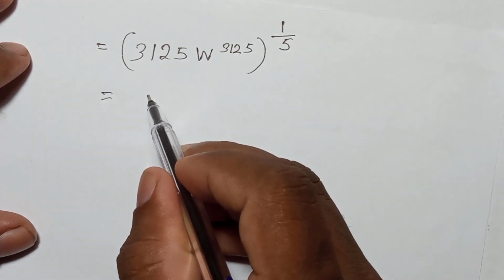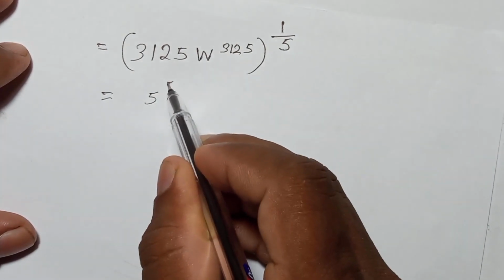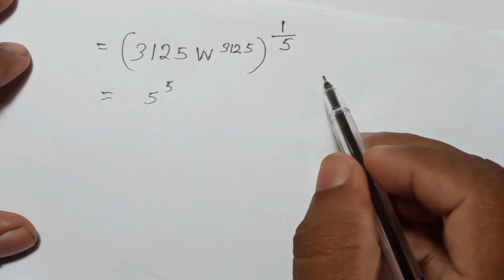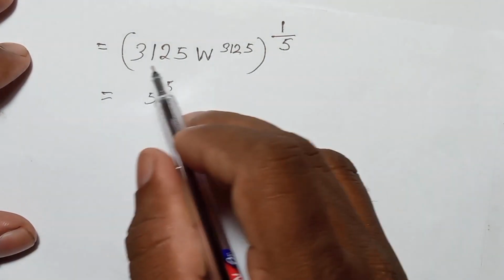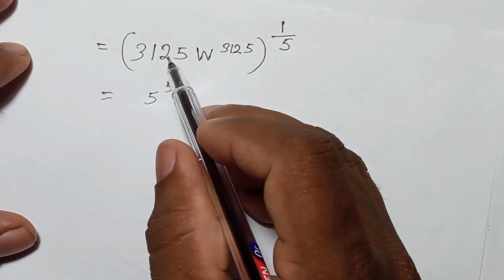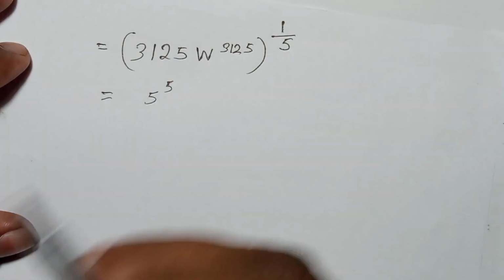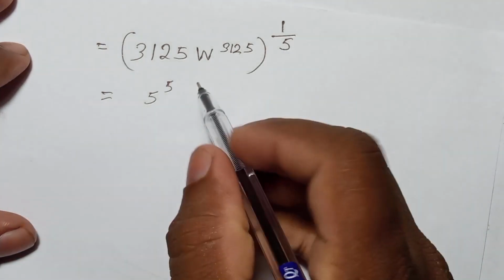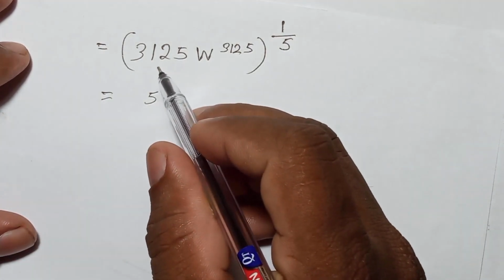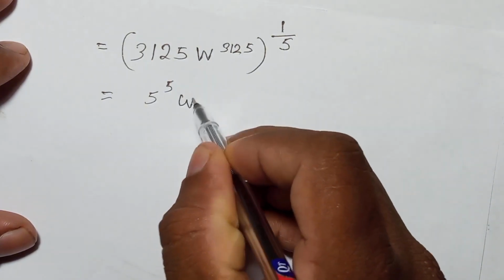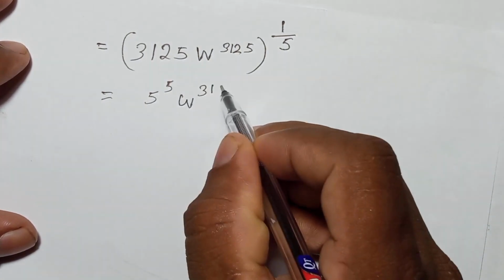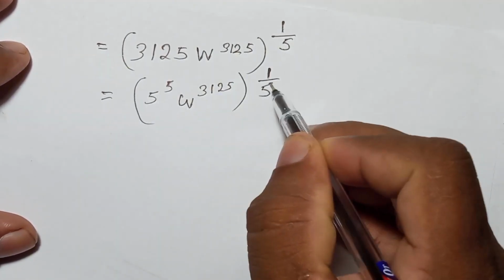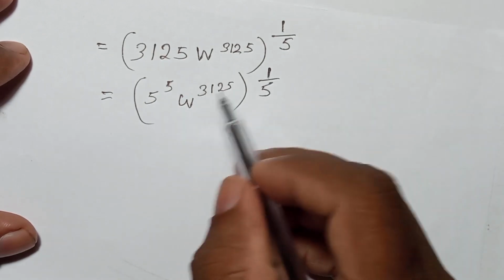Here you can make 5 to the power 5, right? 5 to the power 5 is 3125. Check it if you need: enter 5 to the power 5 in the calculator, and you can get the answer 3125, or 5 into 5 into 5, like that. If you multiply 5 by itself 5 times, then it will be equal to 3125.